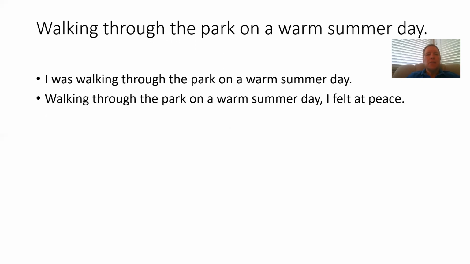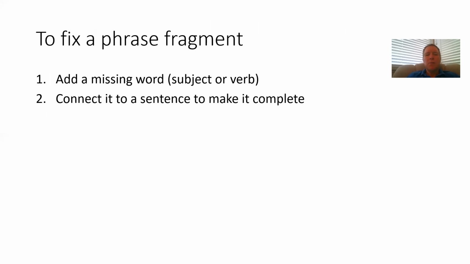Now, how do you fix these? Very simple. Just add the subject and/or the verb. Whatever's missing, you add the missing part. Or you could connect it to another sentence. Phrase fragments often occur when I've got a complete sentence right next to it, and really the author should have connected them, but instead separated them with a period.